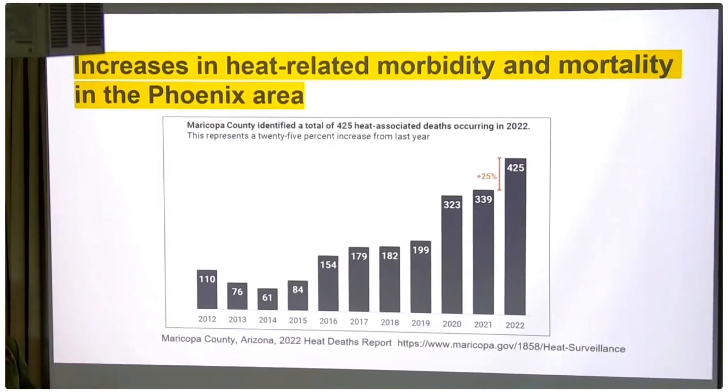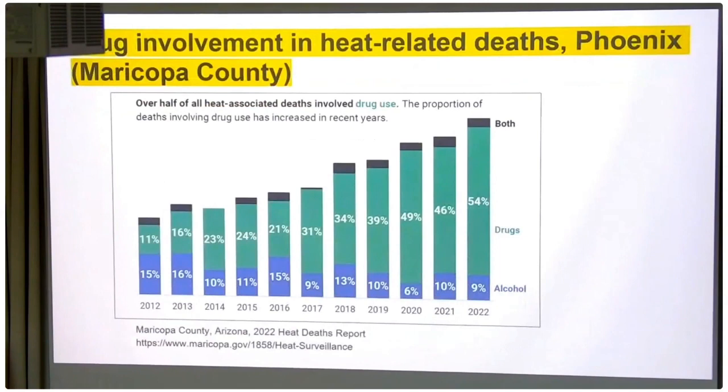In 2022, over 400 people died from heat-related illness in the Phoenix area, a significant increase compared to the prior year. For this year, the numbers haven't yet been compiled, but we see a trend that is much greater than what we saw in 2022. Heat-related mortality is really interconnected with drug use. Over 50% of people who die from heat-related illnesses also test positive for drugs and alcohol, so we see an important intersection between the two risk factors.